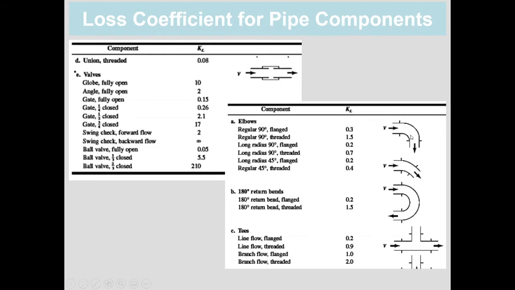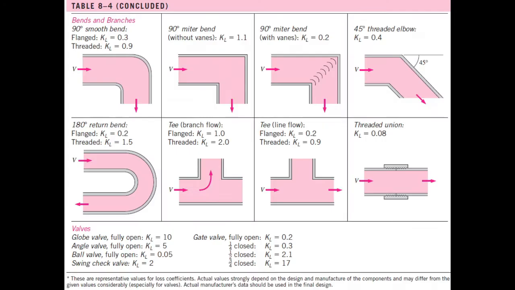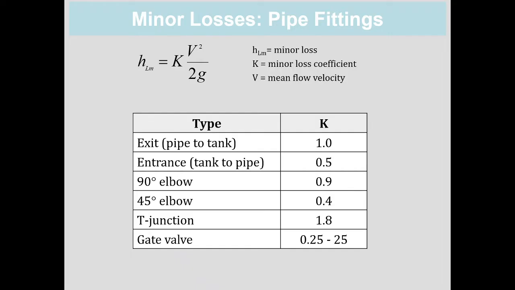For an elbow, in a pipeline you always encounter elbows. If it is a 90 degree flanged elbow, it is 0.3. If it is threaded, it is 1.5. And for different situations, there are different numbers of KL.